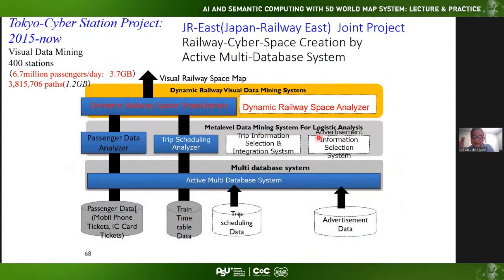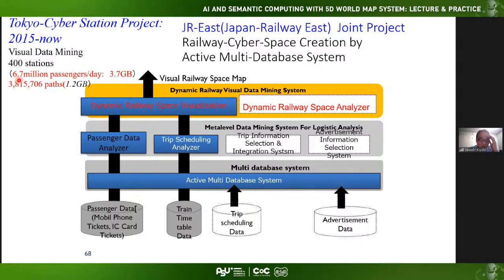And next, a very important project with a railway company, Tokyo JR. JR, do you know Japan Railway? This is one of the biggest companies in Japan. And with JR East, we have a long time collaboration, joint work. They have many important data: passenger data, train timetable, trip scheduling, advertisement. Many information resources exist in JR, but those important information resources are not integrated well, independent. So our project focuses on how to make a good integration of the knowledge existing in JR.